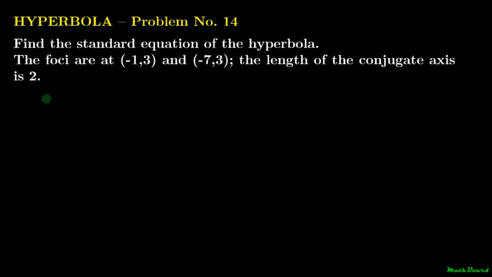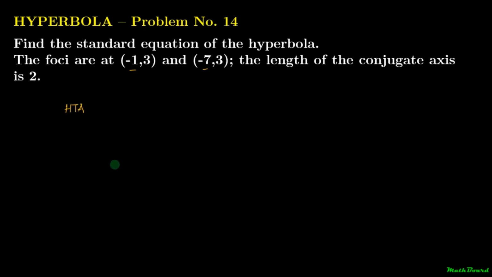Okay, next, the foci are at negative 1, 3 and negative 7, 3. The length of the conjugate axis is 2. So, looking at the foci, pag tinignan natin yung foci, magkaiba ang x-coordinates. So, kung magkaiba ang x-coordinate ng foci, ang transverse axis natin, horizontal.